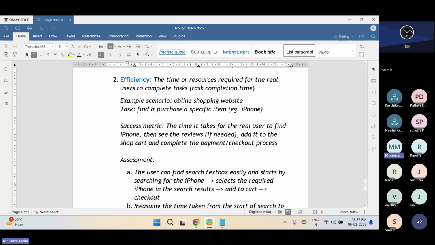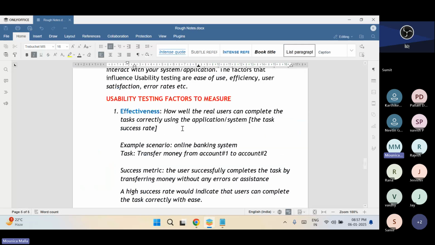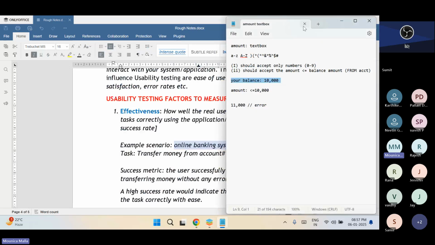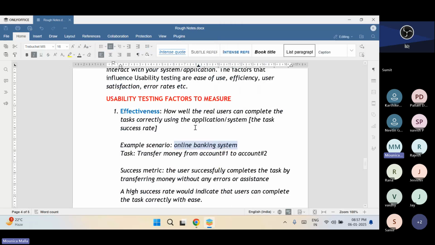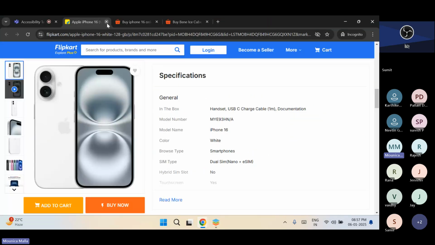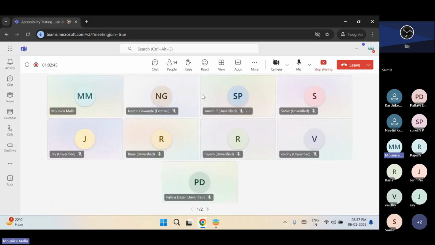The same example I can write even for an online banking system. Since the example will be monotonous and duplicate, I am not taking that. So these are the 2 points that we have taken today regarding usability testing factors. We still have 5 more factors. I thought I'll complete all the factors today, but since I'm teaching a little slowly so that you understand, we'll probably take another 1 or 2 classes to complete the remaining factors.